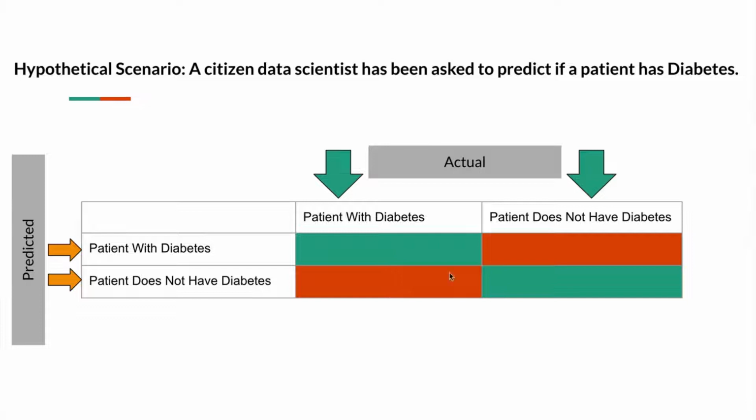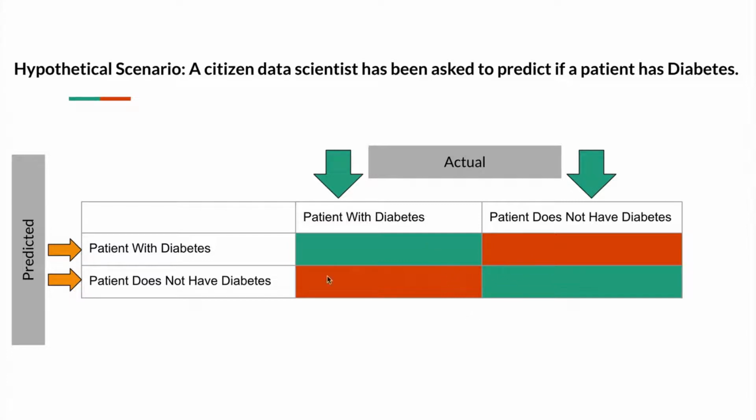Now the green boxes are good and the red boxes are bad. Now what this really means is that in the first green box, the machine learning algorithm correctly predicted that the patient has diabetes when the patient actually had diabetes. In the second green box, the machine learning algorithm predicted that the patient did not have diabetes, and in your data set, the patient actually did not have diabetes. So these two things are good.